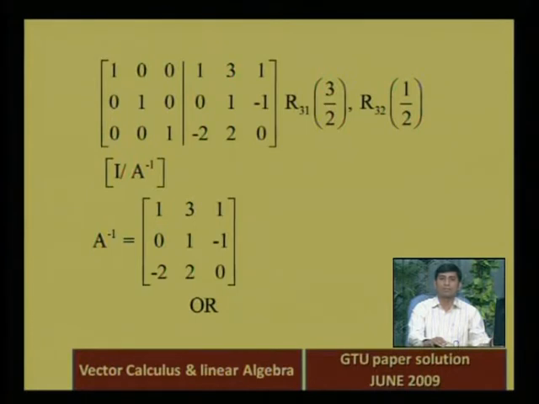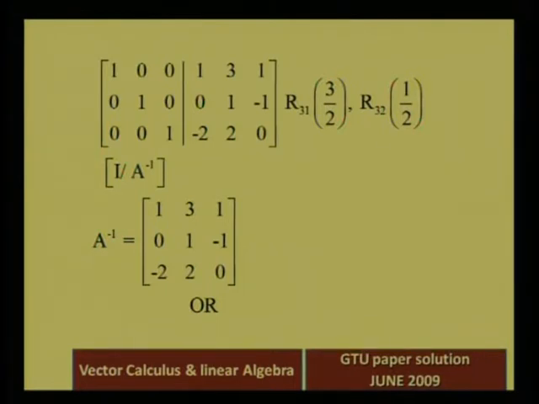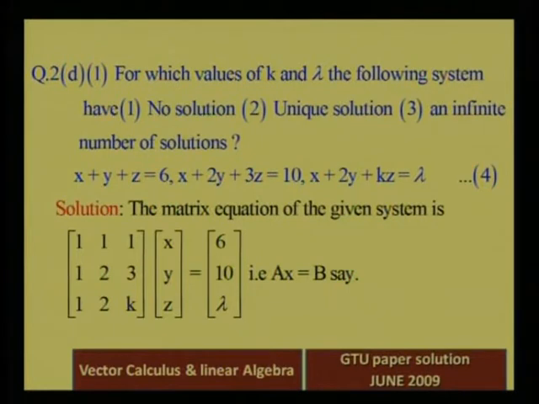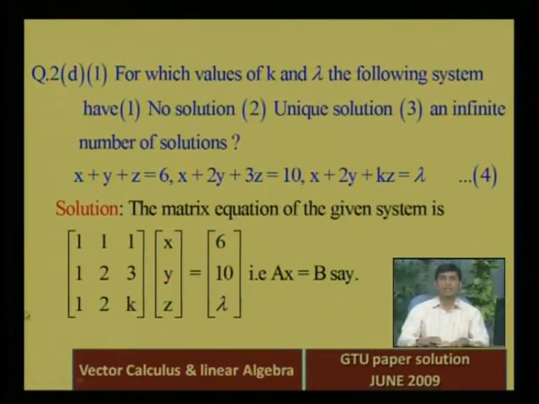Now next is question number 2D in this question paper. Now this is quite an interesting question. For which values of k and lambda does the following system have no solution, a unique solution, and an infinite number of solutions?